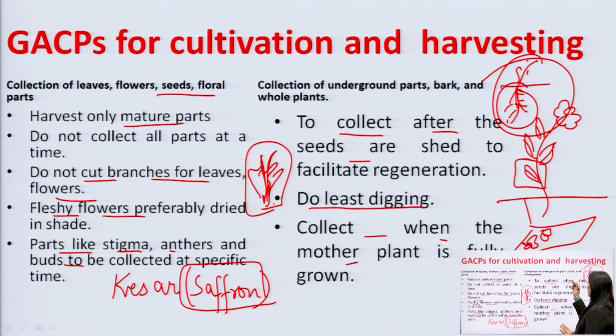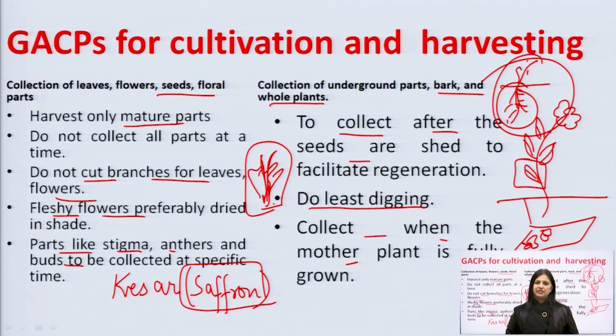the underground part of the plant, or such as bark and whole plants, which are also collected when the plant is completely grown. So, these are some of the good agriculture cultivation practices which are given by the World Health Organization and which need to be taken care of and followed. These guidelines have to be followed.